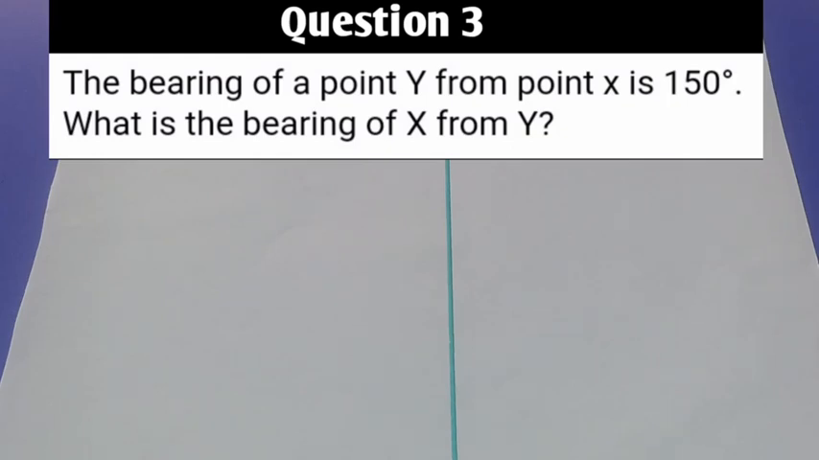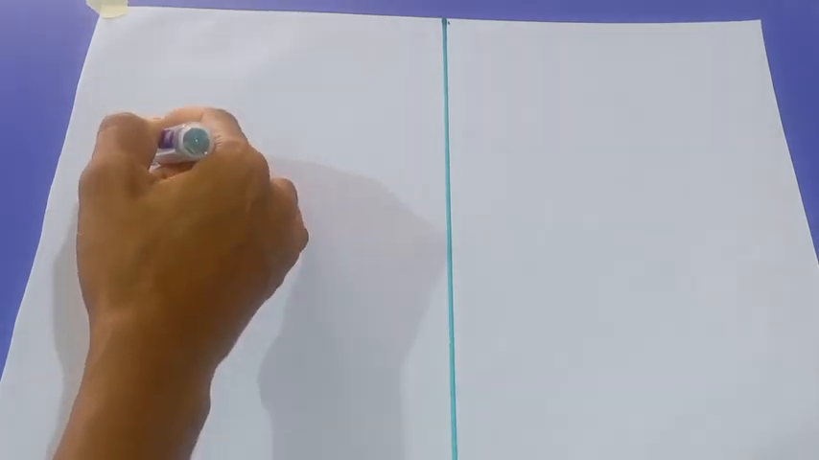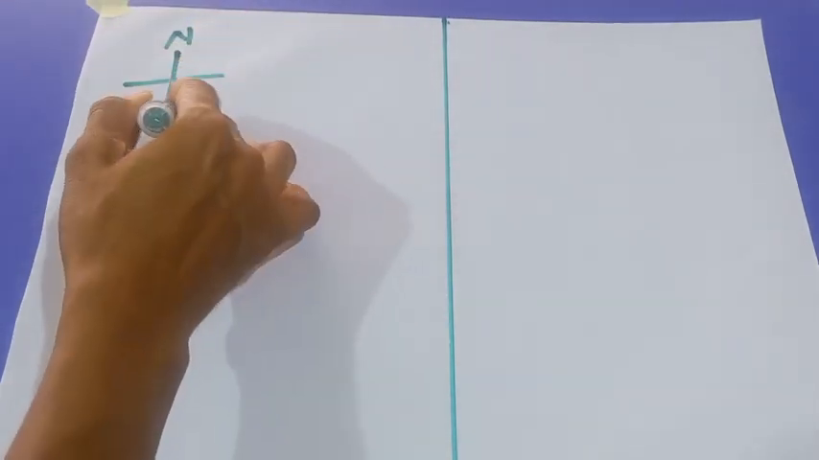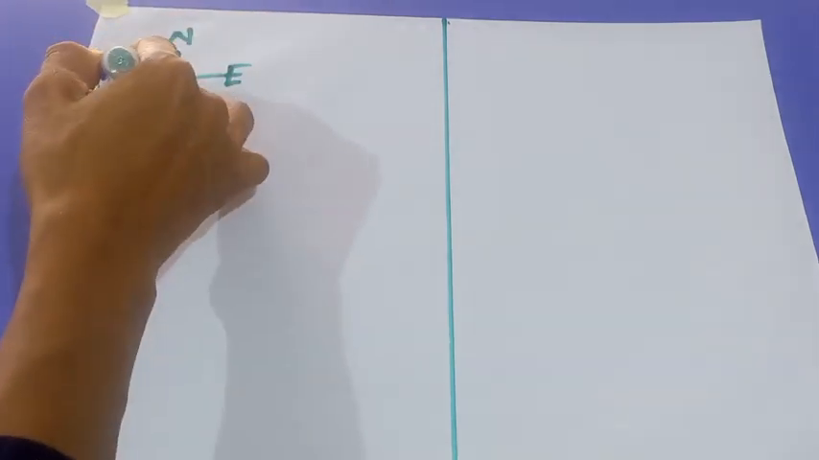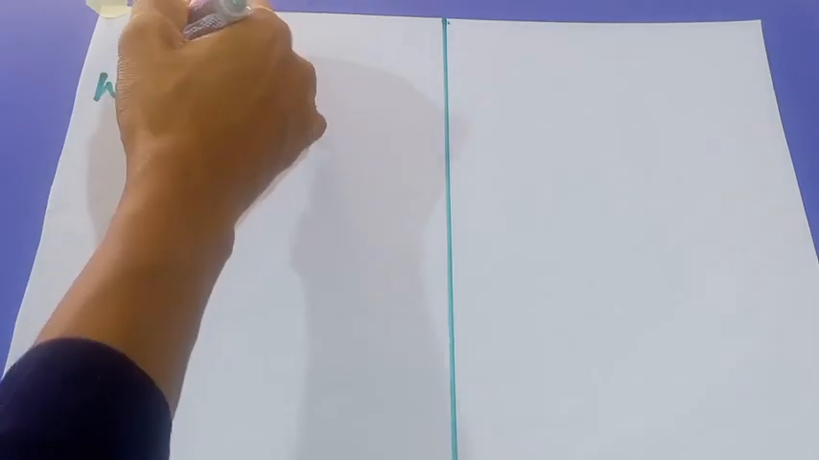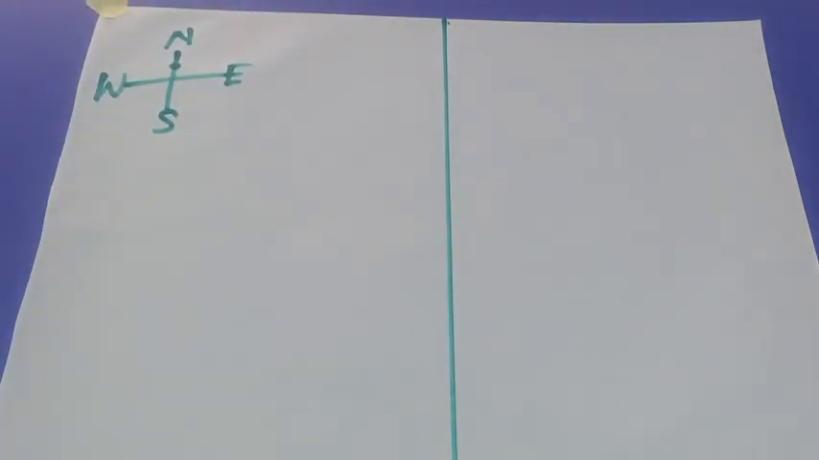Question 3. The bearing of a point y from point x is 150 degrees. What is the bearing of x from y? Please, when you are solving problems on bearing, please note, yes, we have the cardinal points. Remember, this is north, south, east, and west. And the starting point of your bearing must be from the north. You count 90, 90, and so on.